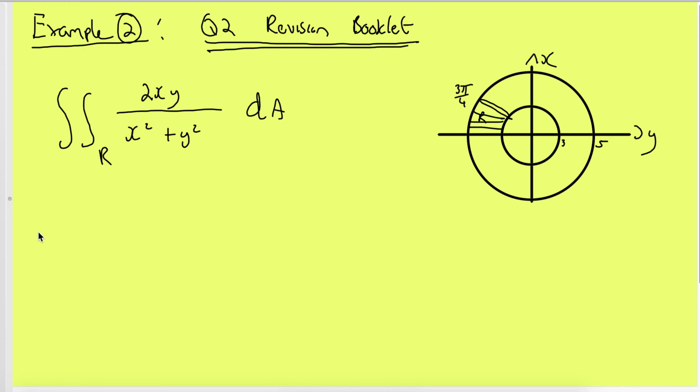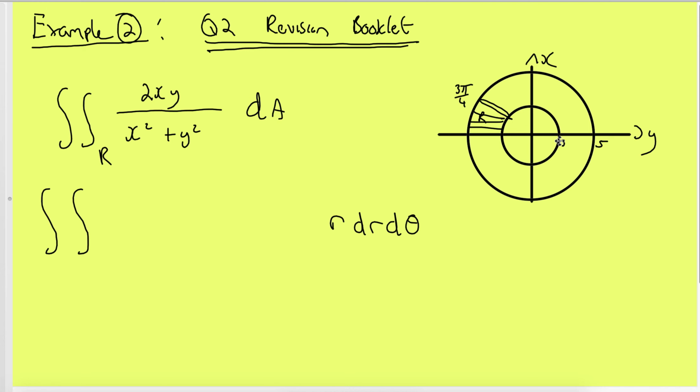Let's set up our integration. So it's going to be 2. In fact, no, it's not. I'll just do the limits first. So dA always becomes r dr d theta. Remember that r is important to us.